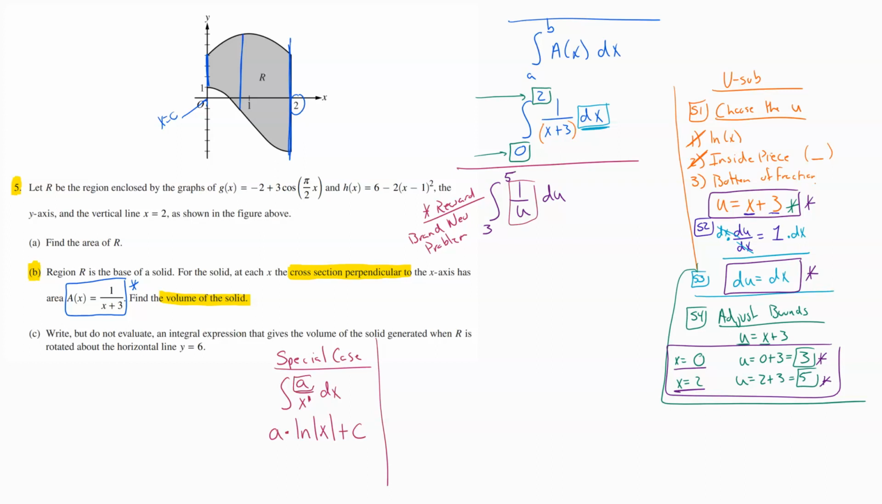My number on top, my a value, is a 1, so I don't really need to multiply by 1. So this would be the natural log of the absolute value of x. And because I have bounds on here, actually it's not x, is it? It's u. Sorry, I was just going off of that special case. The natural log of u, and then this is from u equals 3 to u equals 5.